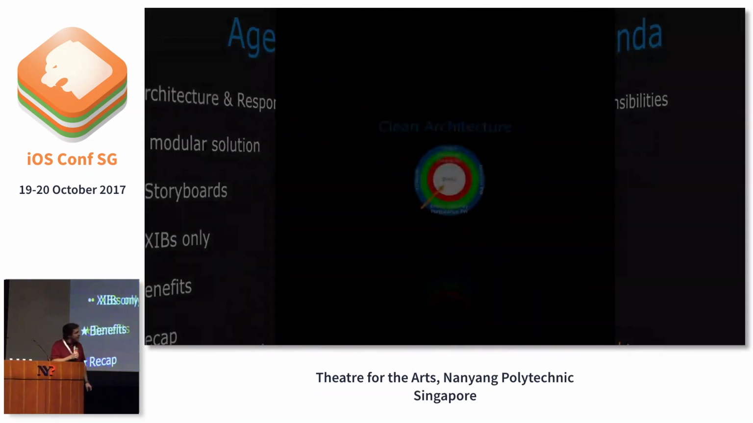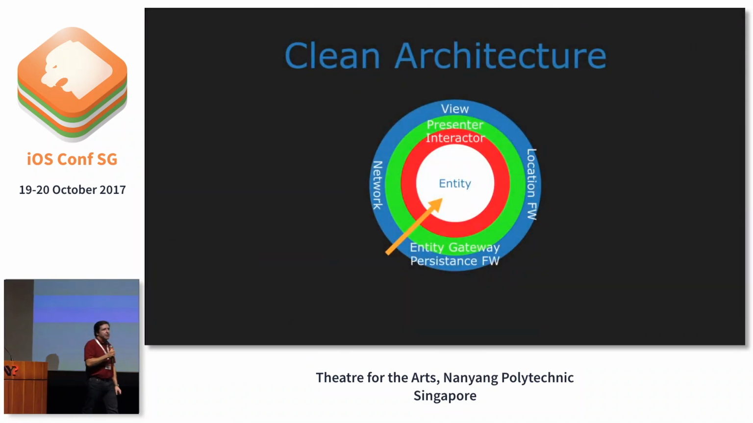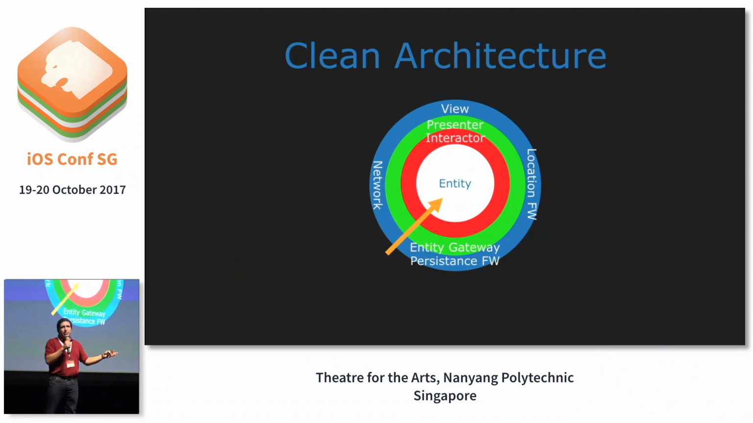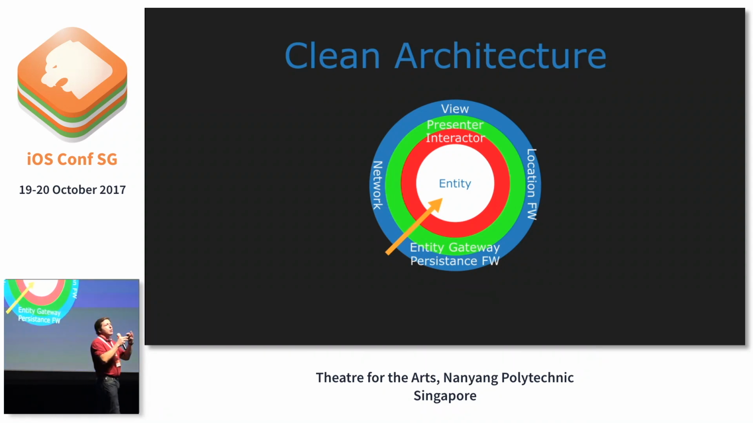So let me start with an architecture. What you have on the screen now is a picture of the very well-known diagram of the clean architecture that was put together by Uncle Bob. In this diagram, you can see that everything is built around the data, which are the entities, and around the business logic, which are the interactors.